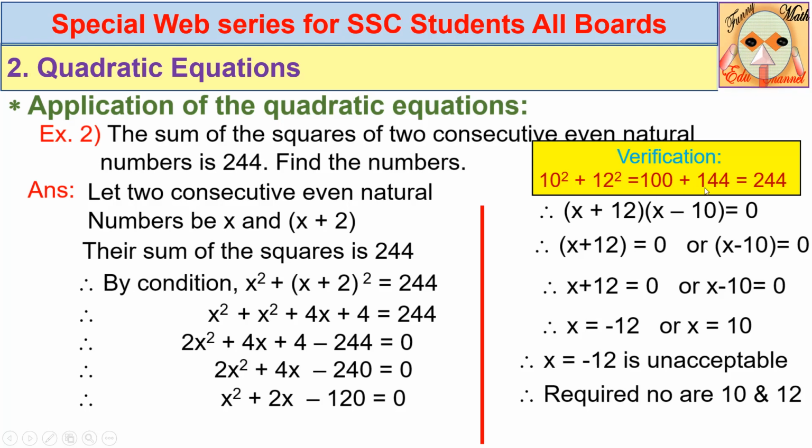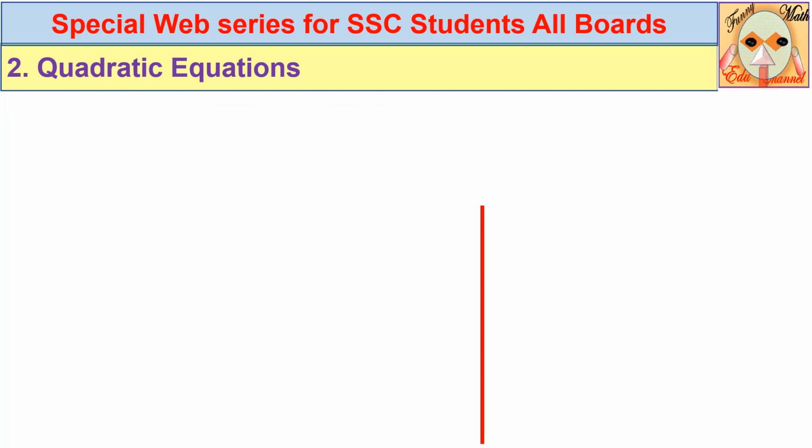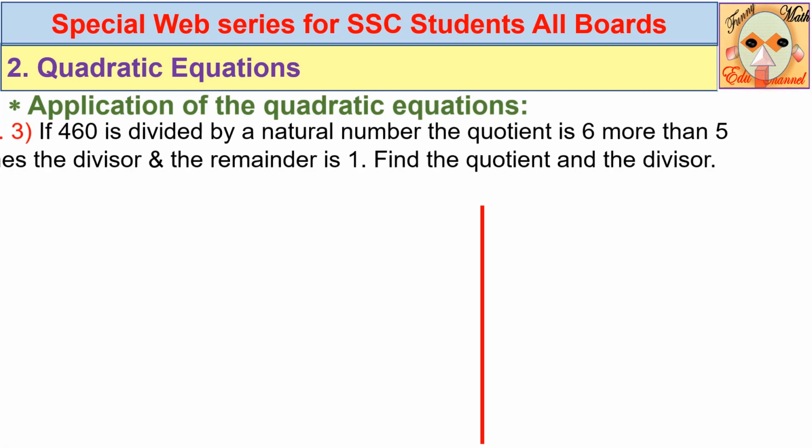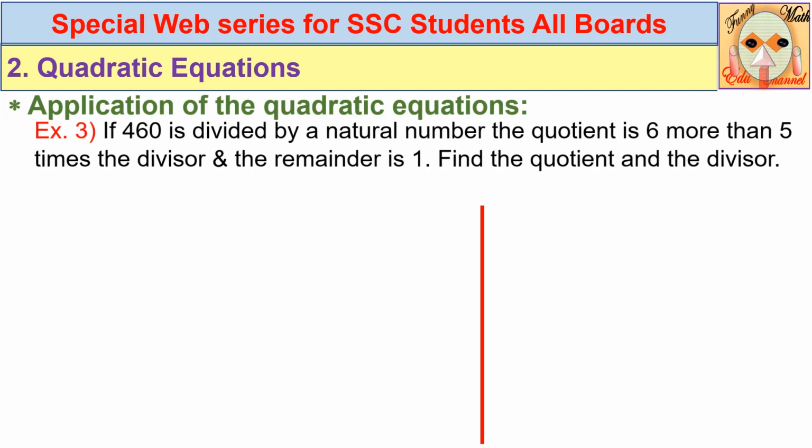10 squared is 100, 12 squared is 144, addition is 244. So the problem was created by considering this in mind. That is, these two, 10 and 12, are consecutive natural numbers, and the sum of their squares is 244. In this way you can verify whether your answer is correct or wrong while solving the verbal problem.